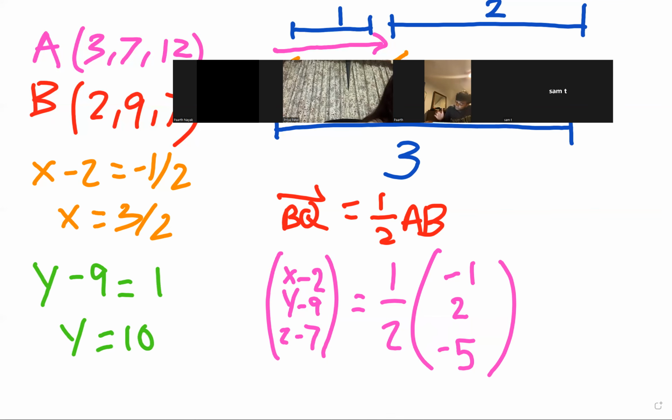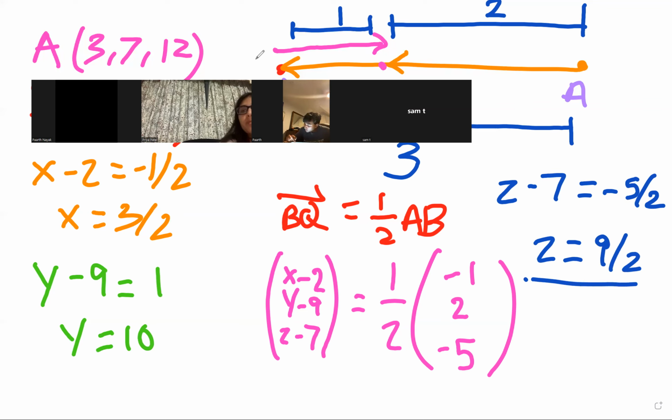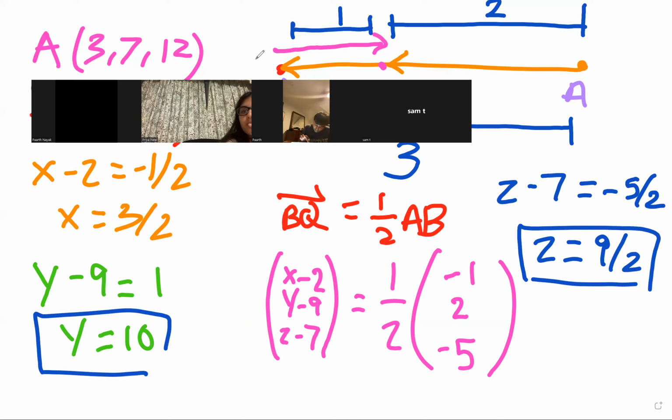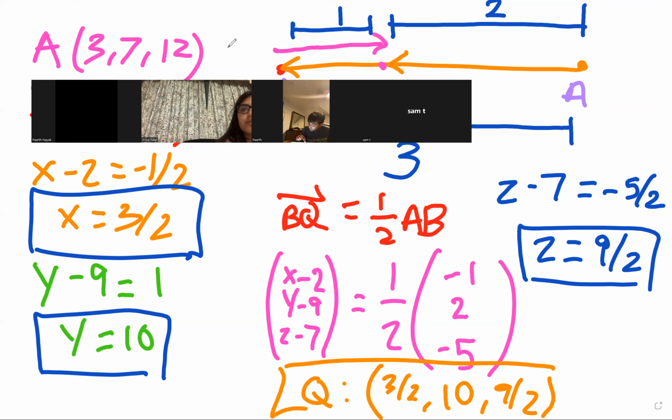And then you do z, and I'll do z on the right side just because I'm running out of space. z minus 7 equals -5/2, right? And so then you add 7 to both sides and you get z equals -5/2 plus 14/2, which is 9/2. So these are the three components that you were looking for. So the coordinate Q to answer this question is 3/2, 10, and 9/2. So that's how to do an external division problem.